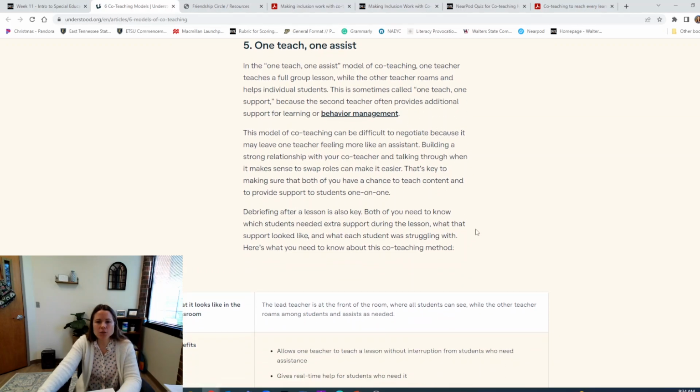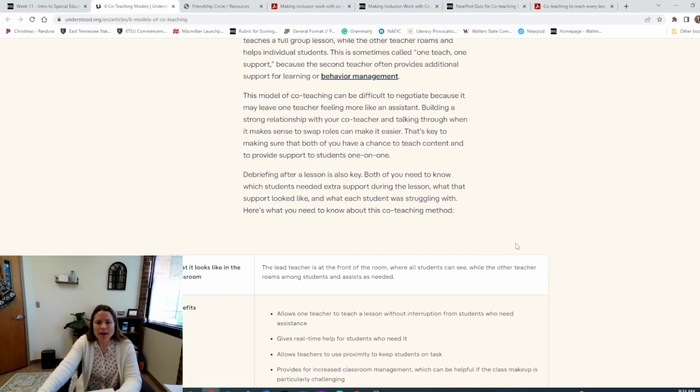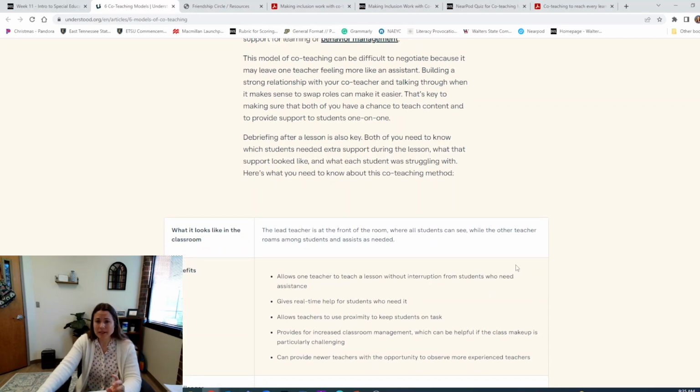So with one teach, one assist, you have to make sure that you're not making the other teacher feel like one of your teacher aides or assistants, right? So you have to make sure that both teachers are able to teach content but provide support. So you have to switch that role out, okay? So what you need to think about is which students need extra support during the lesson that are struggling.